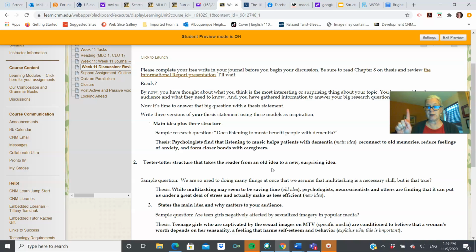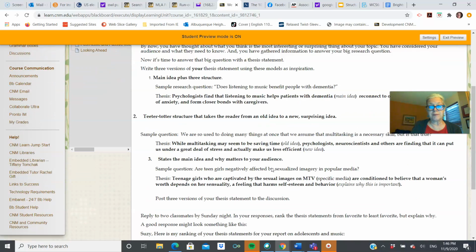Psychologists find that listening to music helps patients with dementia reconnect to old memories, that's the plus 1, reduce feelings of anxiety, and form closer bonds with caregivers. Now we know that our essay is going to define dementia somewhere in there, probably early on in a background paragraph or in the introduction. And it's going to devote a chunk of at least 1 paragraph to each of those major themes, reconnecting to old memories, reducing feelings of anxiety, and forming closer bonds to caregivers. The structure of the essay is now laid out for us.